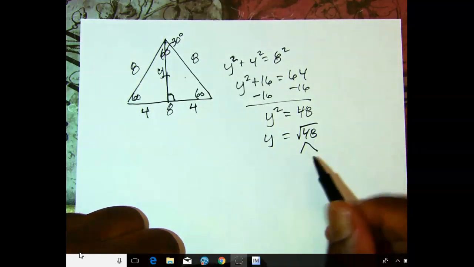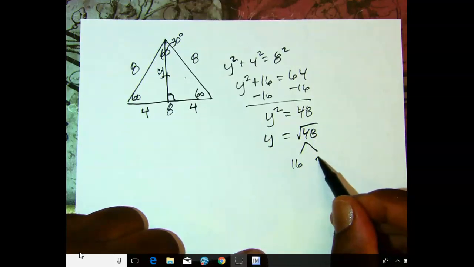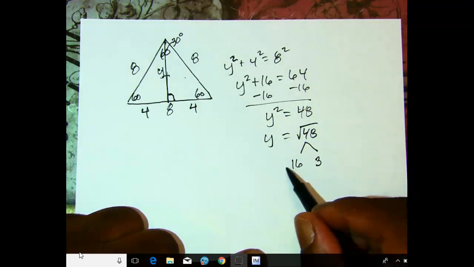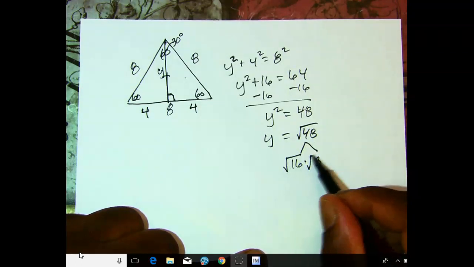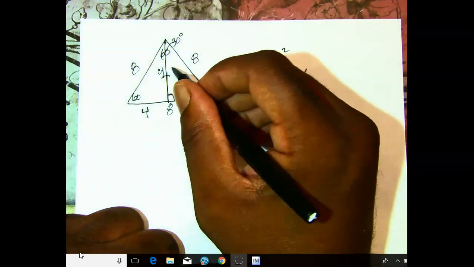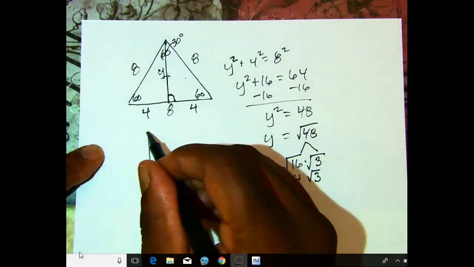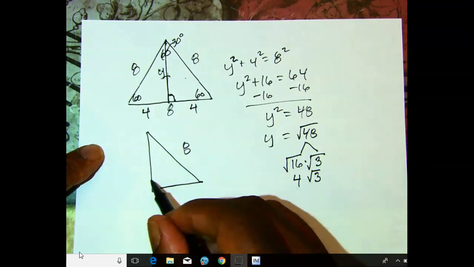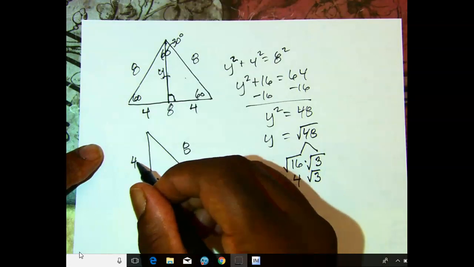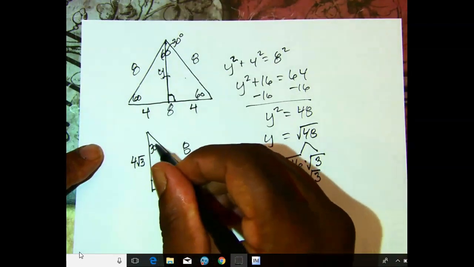And our largest perfect square factor in 48 is 16. 48 is 16 times 3. So the square root of 48 is the same thing as the square root of 16 times the square root of 3. So we're going to get 4 root 3. Okay. So now our triangle looks like this. Okay, so our hypotenuse is 8. Our shorter leg is 4. Our longer leg is 4 root 3. Here's a 60-degree angle there, and a 30-degree angle there.